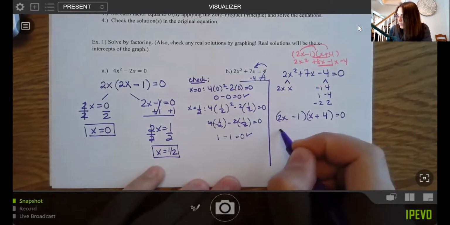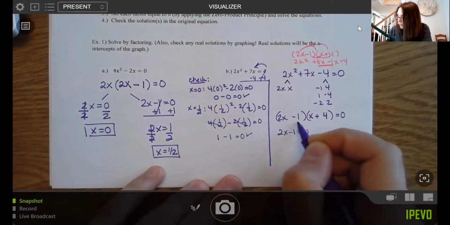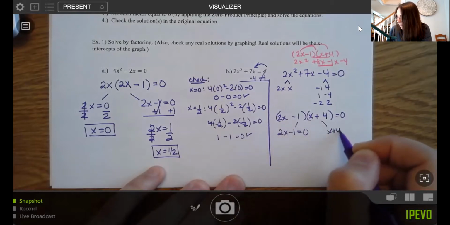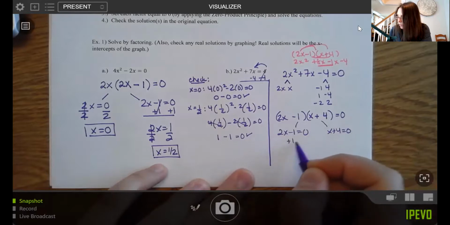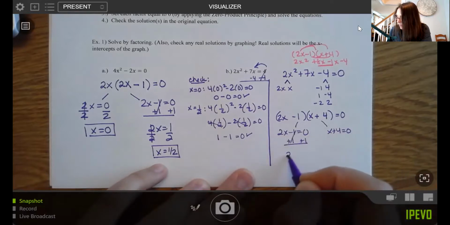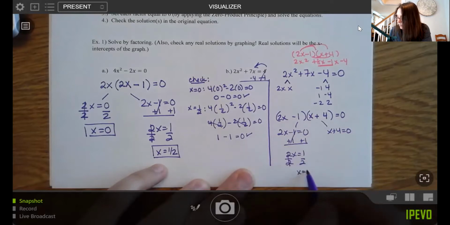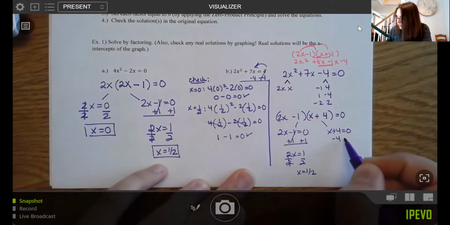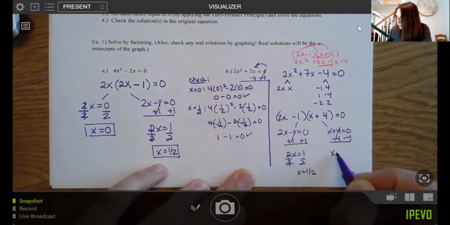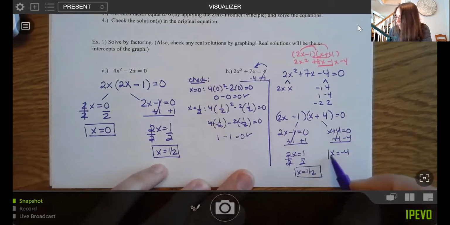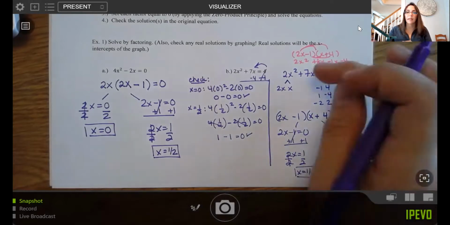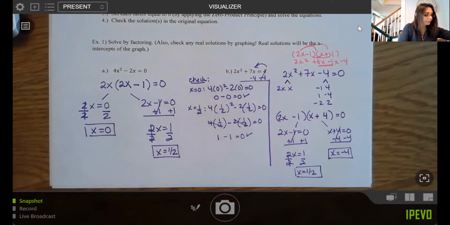I'm going to set each factor equal to 0 here. And I'm going to go ahead and solve. And again, I have 2 solutions. And you can go back and check these on your own. You're going to plug them into the original equation there and check that way. Okay.